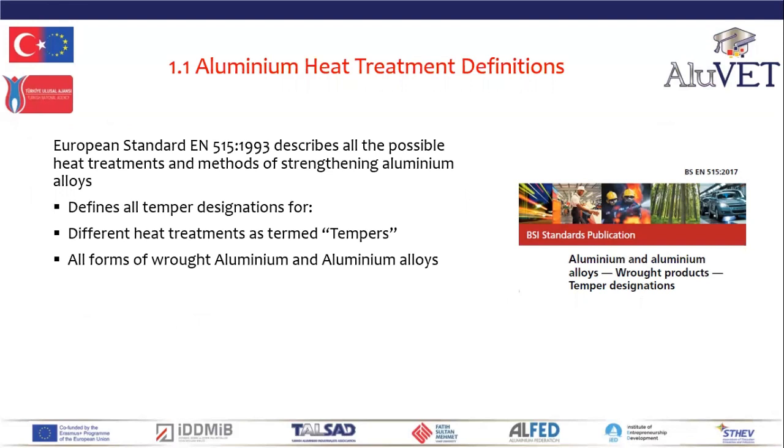The European standard EN 515 describes all the possible heat treatment and methods of strengthening aluminium alloys. The different aluminium heat treatments are termed tempers. European standard EN 515 lists all of the commercially available tempers and summarizes their methods of strengthening aluminium alloys. This standard is applicable to all forms of wrought aluminium and aluminium alloys.